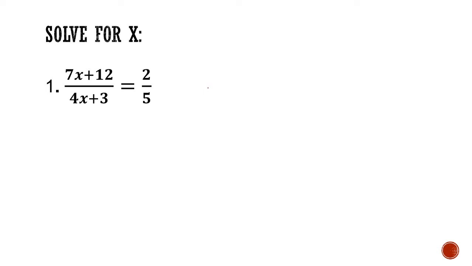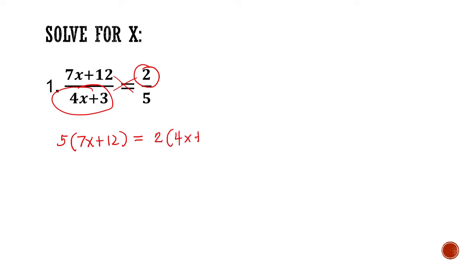So how do we solve for x? In this rational equation, since there is only one fraction on the left side and one fraction on the right side, we can do cross multiplication. So to do that, we multiply this and the numerator of the fraction on the left side. So that will become 5 times 7x plus 12 is equal to, now we also take the product of the numerator of the right side and the denominator of the left side. So that will be 2 times 4x plus 3. As you can see, hindi na siya fraction.